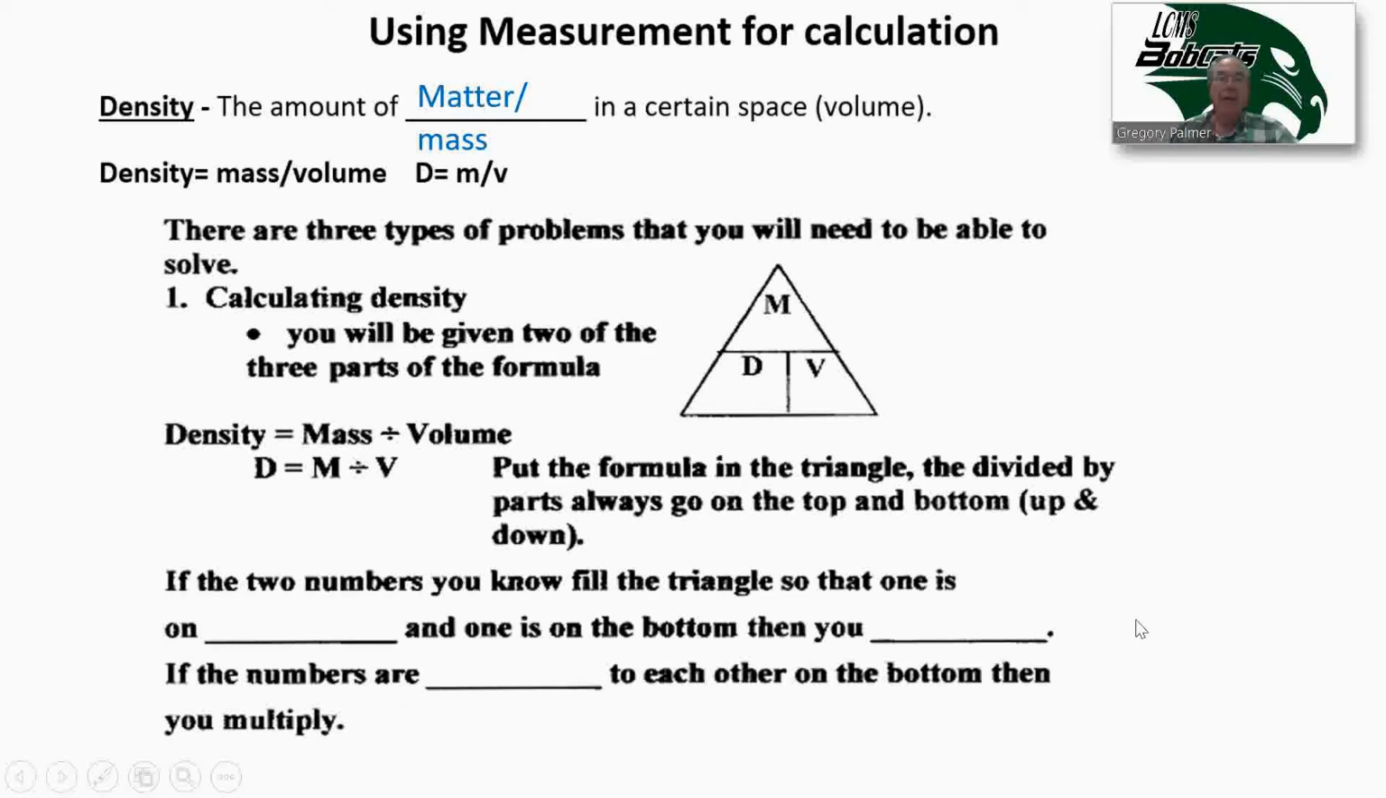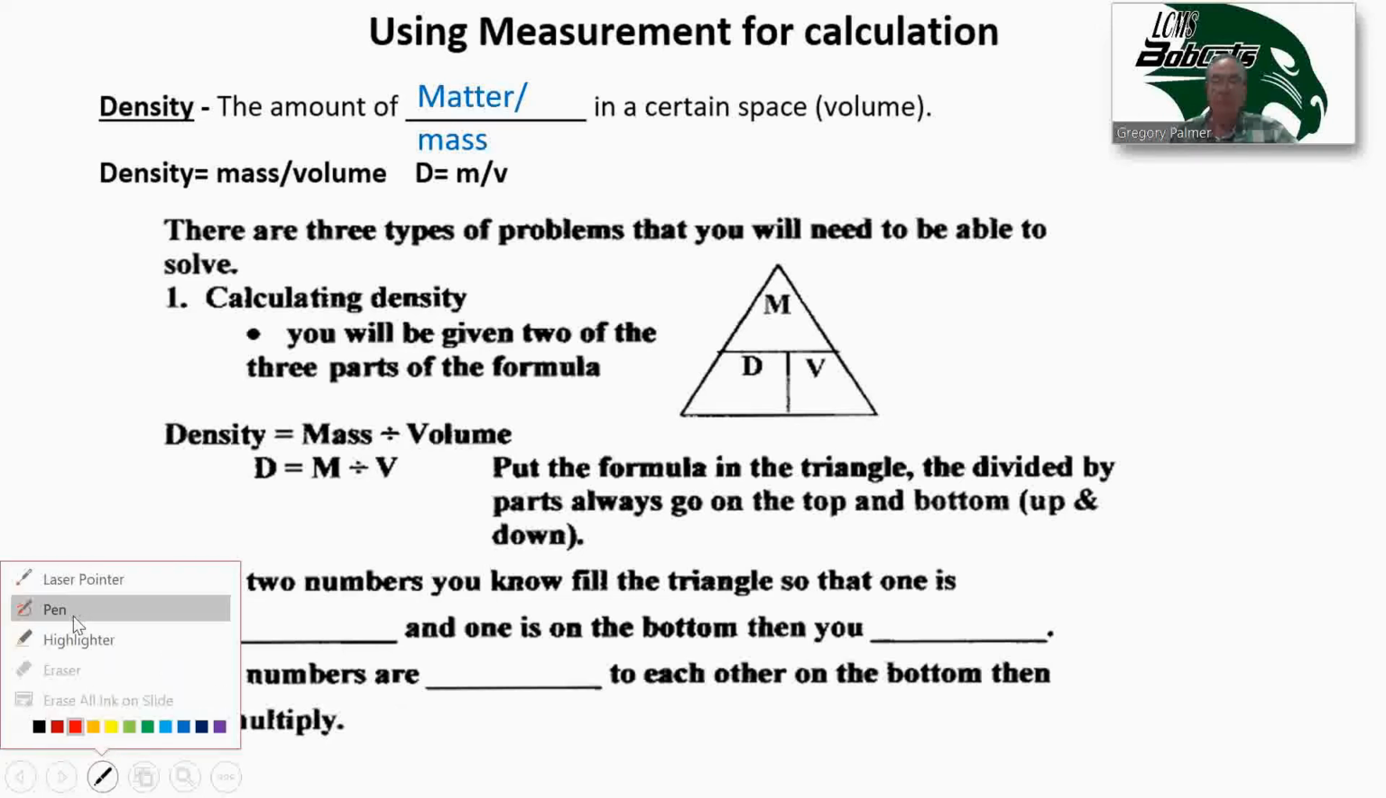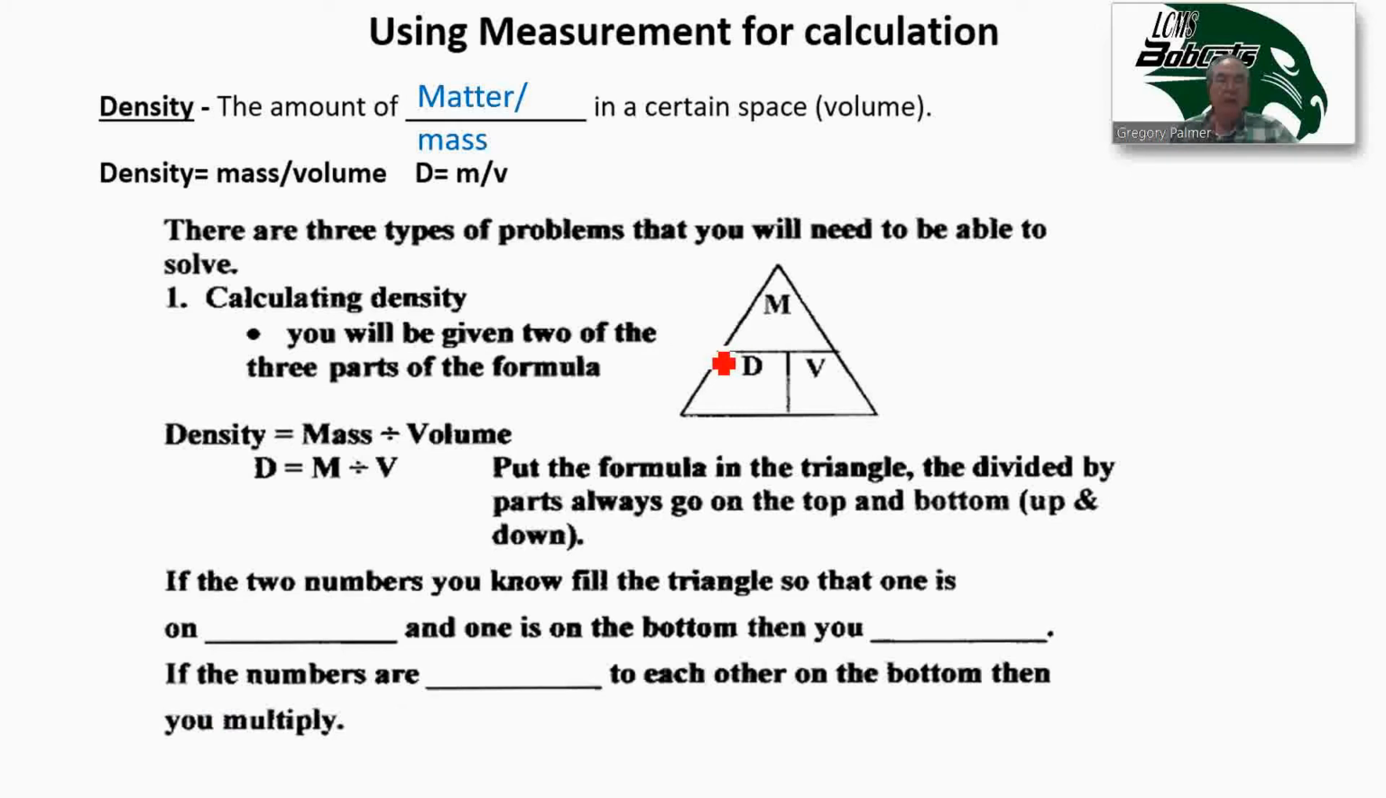There will be problems on density. Density is the amount of matter or mass in a certain space. When you solve these density problems, okay? The formula says density equals mass divided by volume. You can use this triangle. If the numbers are on the top and the bottom, you divide. So this is like a fraction bar. So it says literally density equals the mass divided by the volume.